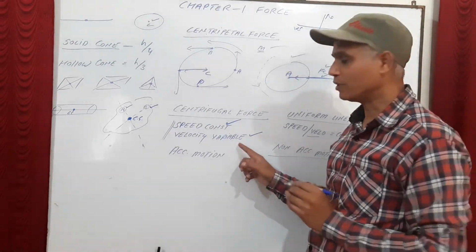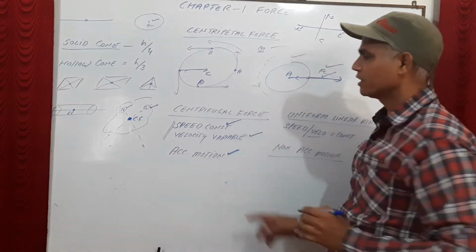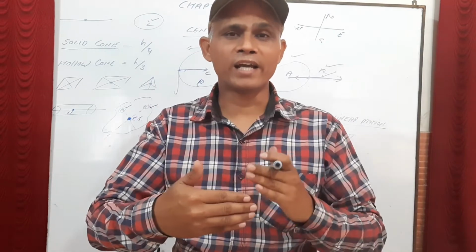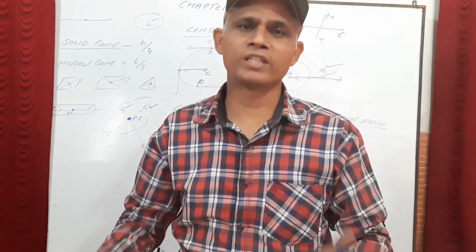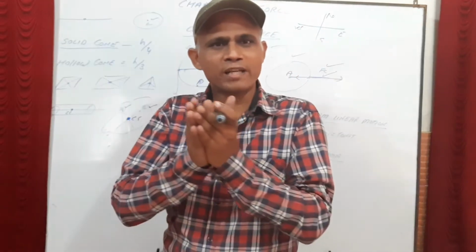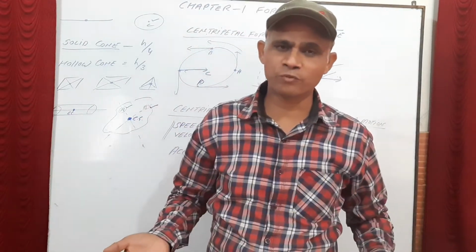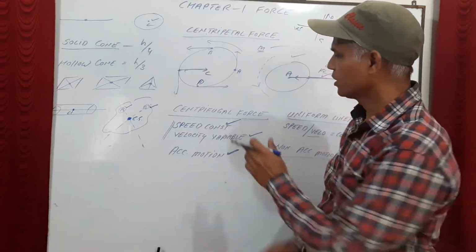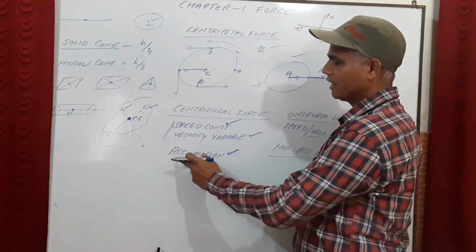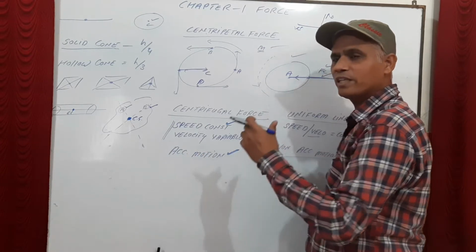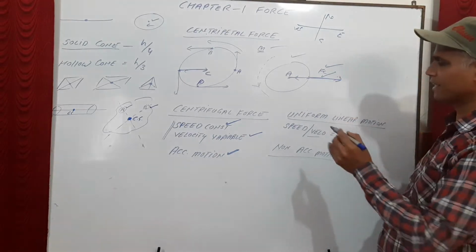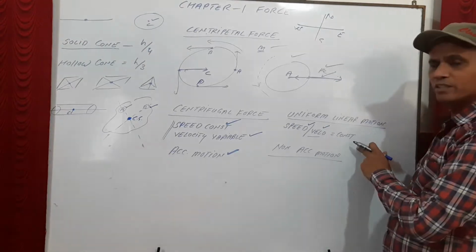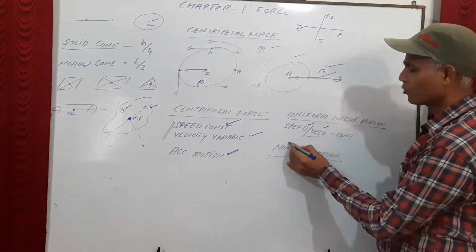Since there is a change of velocity, there is acceleration also. Therefore, uniform circular motion is an accelerated motion. Now with this, one question can be asked: what is the difference between uniform circular motion and uniform linear motion? Very simple. In uniform circular motion, speed is constant, velocity is variable, and it is an accelerated motion. But in uniform linear motion, speed and velocity both are constant. First point. And since velocity is constant, there is no acceleration.